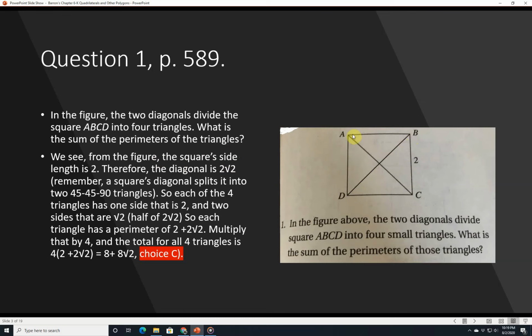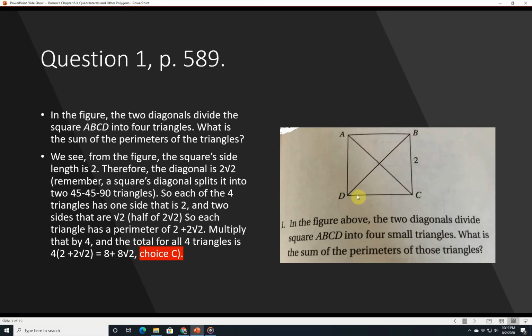AC is also a diagonal. It's going to be equal in a square. So that's also 2 root 2. So remember, a square's diagonal splits it into two 45-45-90 triangles, and you should know the side length ratios. If this is 2, this is also 2, so BC is 2, CD is 2, and then DB is going to be 2 times square root of 2. The ratio is always 1, 1, root 2, so this is 2, this is 2, this is 2 root 2. And so the two sides of each triangle are going to be just root 2. Why? Because the diagonals bisect each other, so this is root 2, this is root 2, this is root 2.